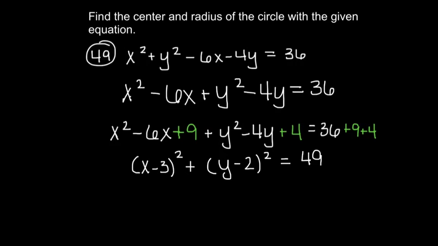This is now in standard form for a circle. I can get the center by looking at what is with the x and the y. So my center would be the point 3, 2. The radius is the square root of the constant, so the square root of 49 is just 7.